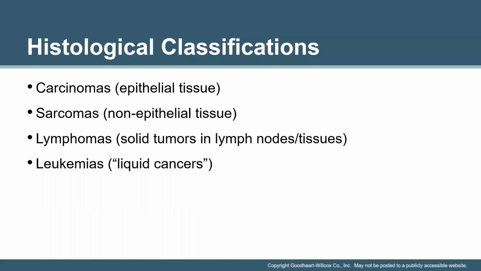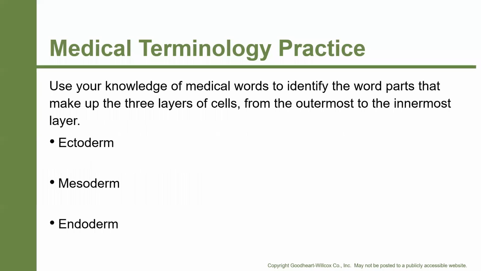When we're classifying cancers, a carcinoma happens in epithelial tissue. Sarcomas are non-epithelial. Histological classifications: lymphomas are solid tumors in lymph nodes or lymphatic tissue. And a leukemia is a liquid cancer.